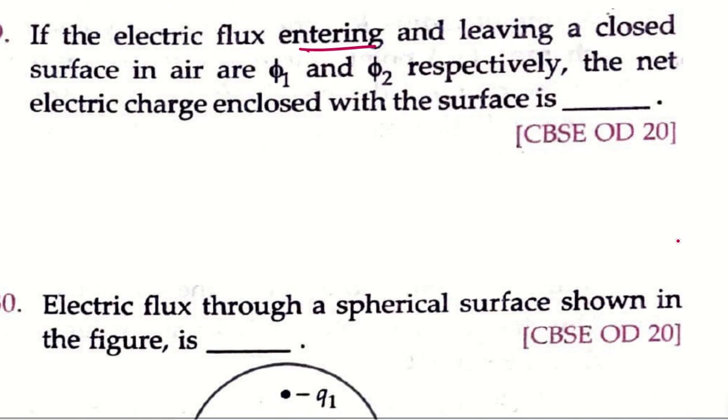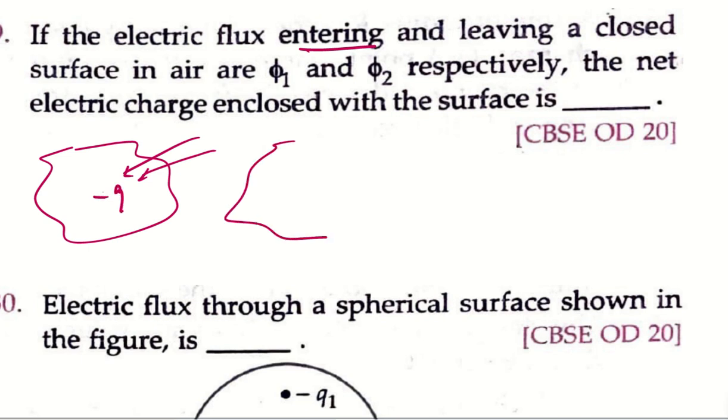If the electric flux entering and leaving a closed surface in air is phi 1 and phi 2 respectively, what is the net electric charge we have to find out? So if there is a closed surface, if the electric field is entering, then the net charge should be negative. And if the electric field is going out of the surface, then the net enclosed charge will be positive. So now we have to find out the net electric charge enclosed within the surface.